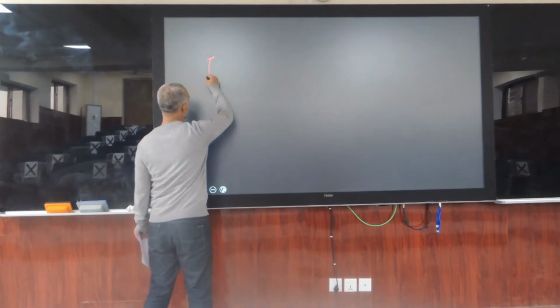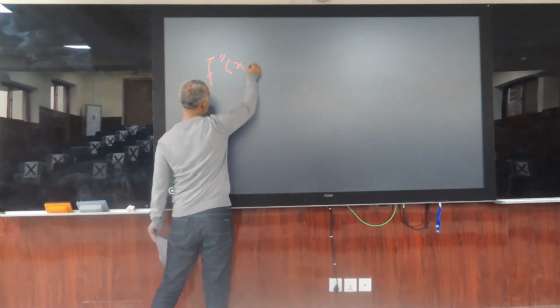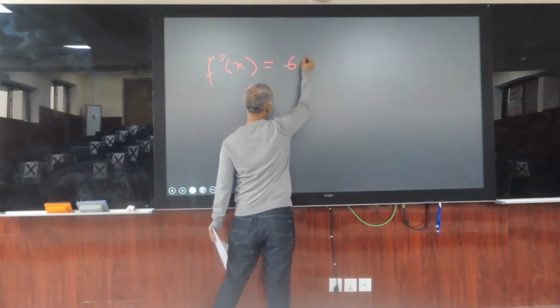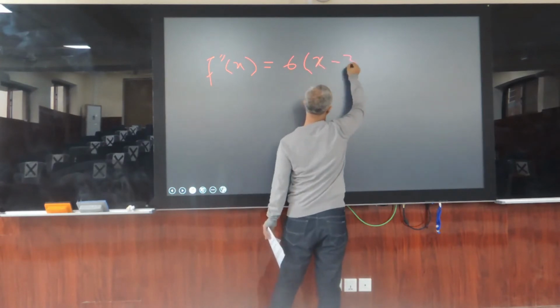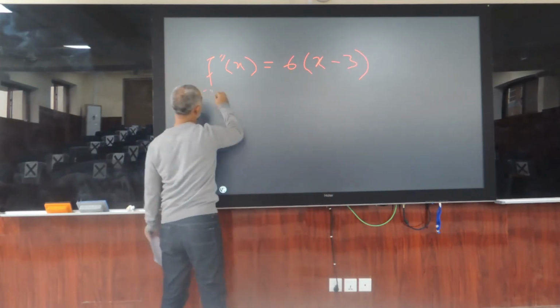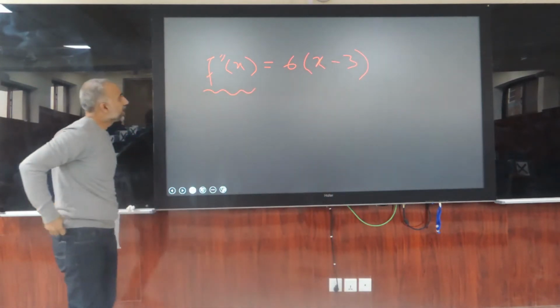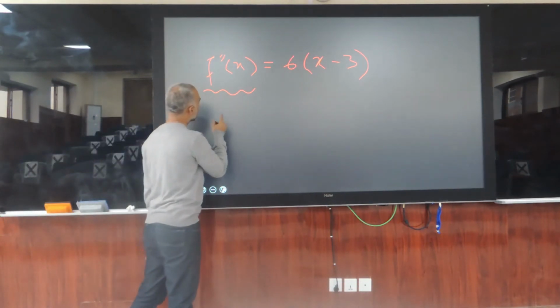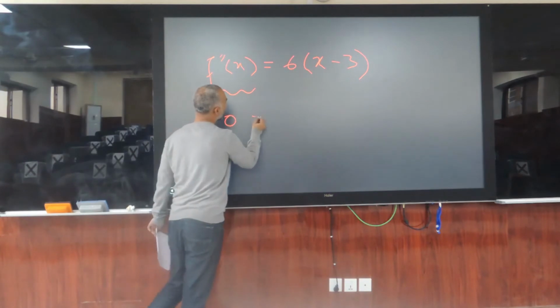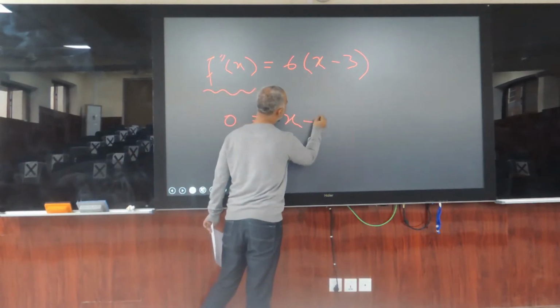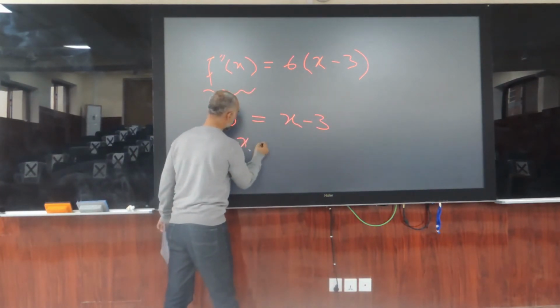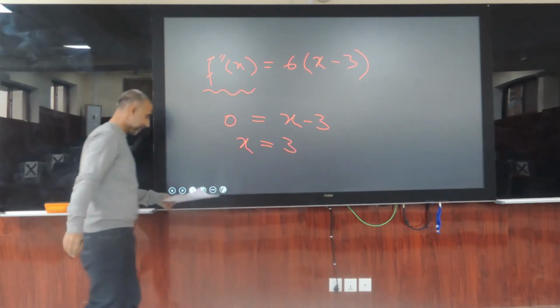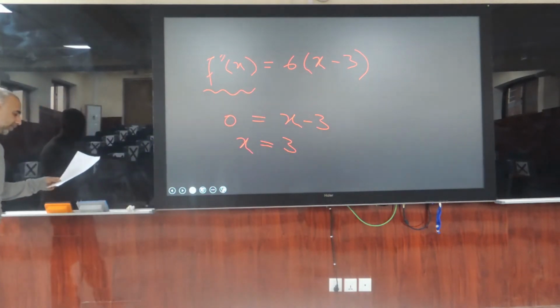Now we have this one, 6x minus 18. Again we are considering the second order derivative equivalent to 0, and we will have x minus 3, or x equal to 3.